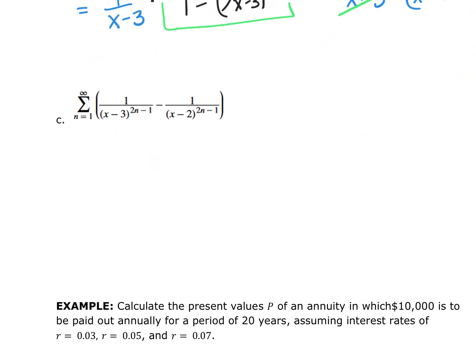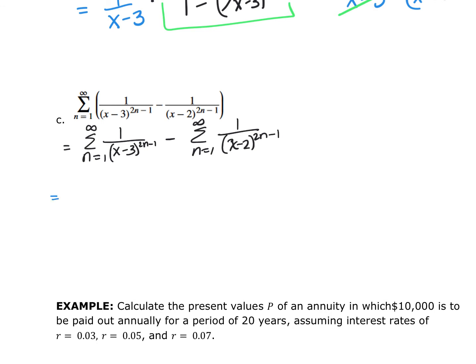All right, for this example, once again we're going to break it apart into the two pieces. So this is going to be equal to the summation of n equals 1 to infinity of 1 over x minus 3 raised to the 2n minus 1, minus the summation of n equals 1 to infinity of 1 over x minus 2 raised to the 2n minus 1. And as before, I would start writing these out so I can get a feel for the adjustment that needs to be made. And I'll let you do that.